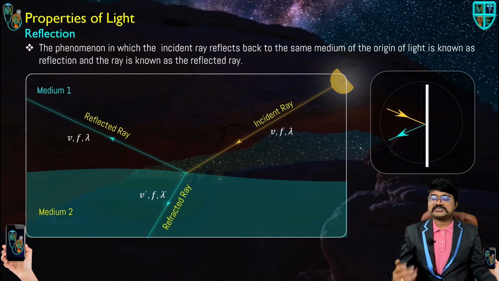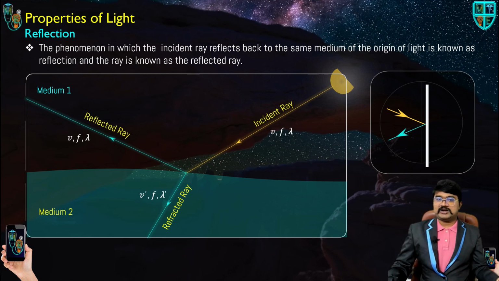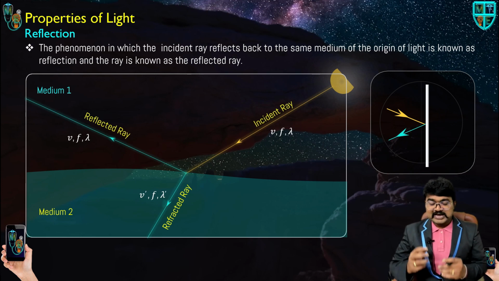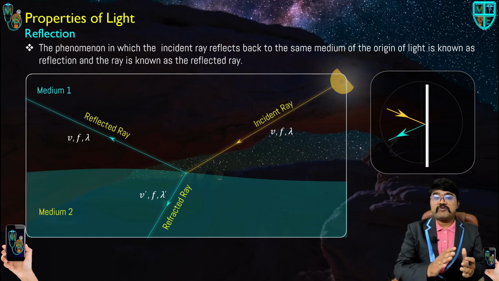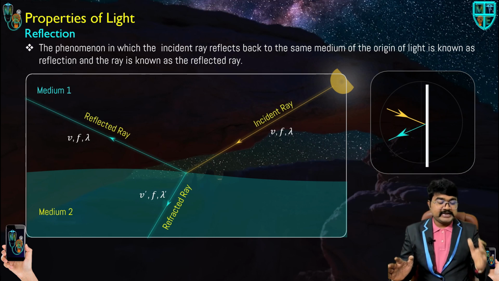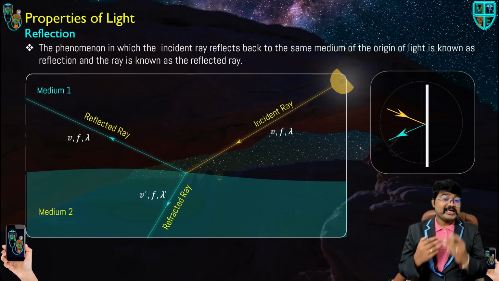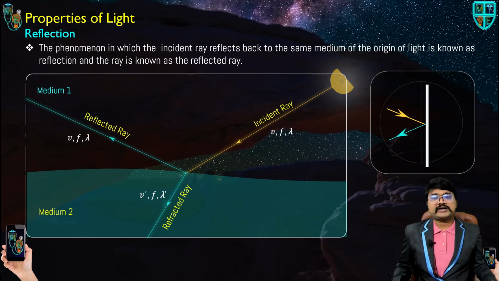Here velocity and wavelength both are changing. So coming to reflection, a clear-cut definition here. The phenomenon in which the incident ray reflects back to the same medium of the origin of light is known as reflection. The ray is known as the reflected ray.